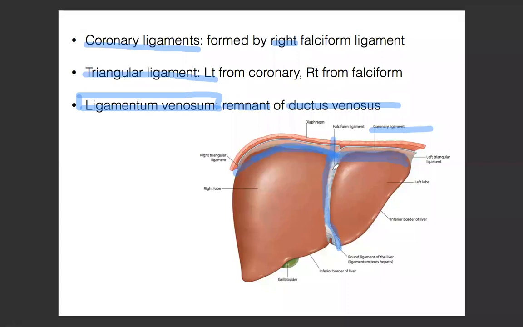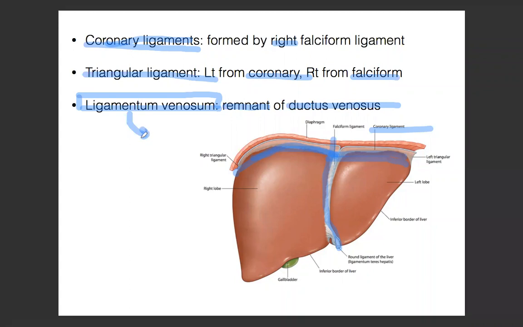But again, I'll repeat it. Basically, what happens is the falciform ligament is going to split into two, forming the coronary ligaments. And then في triangular ligament هدينا left فيها from the coronary, لكنها right from the falciform طوالي. And it's not something we need to stress about. Then after that, we have a ligamentum venosum, which is basically a remnant of something known as the ductus venosus in the embryo. So ductus venosus in the embryo becomes ligamentum venosum in the adult in the liver.